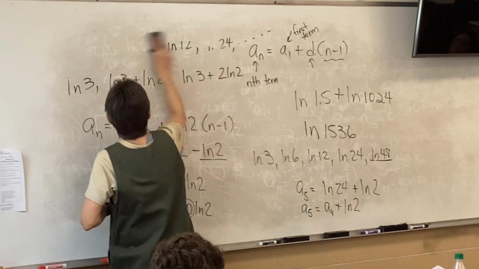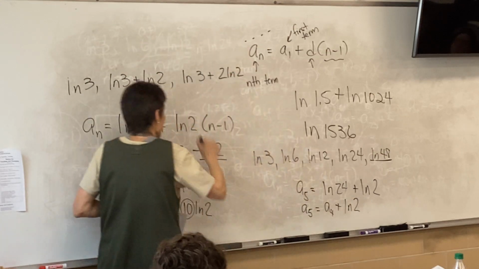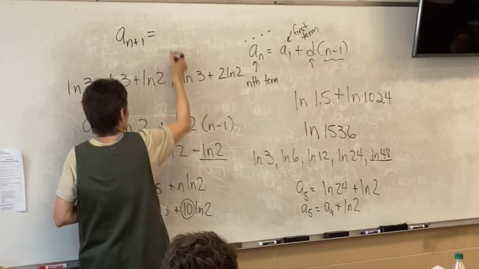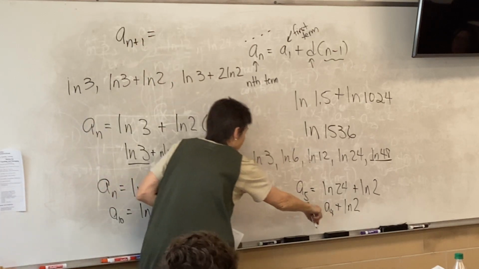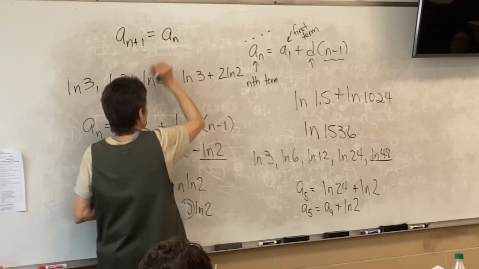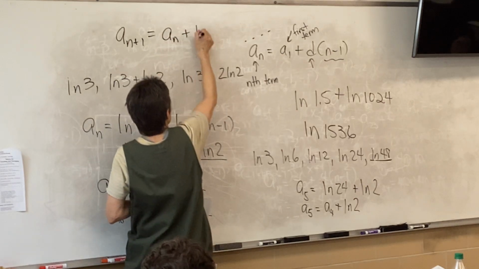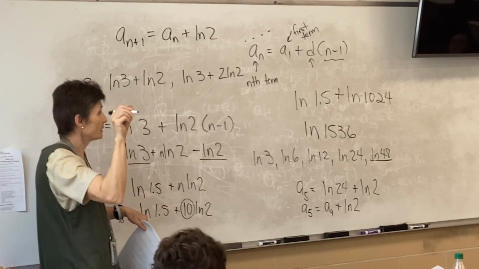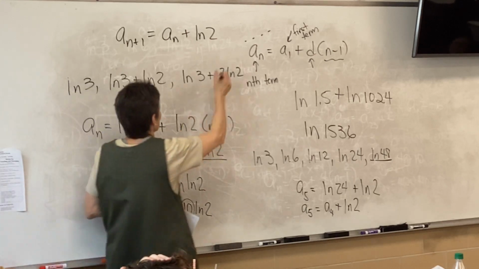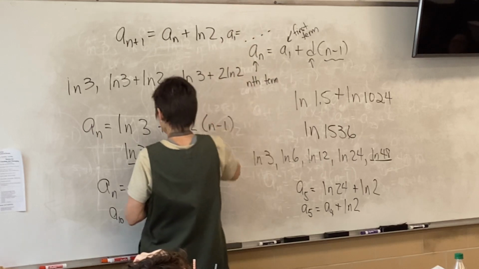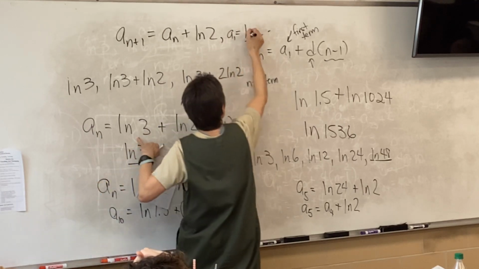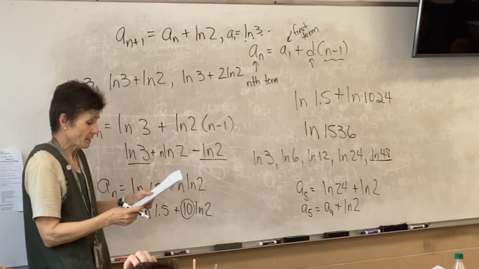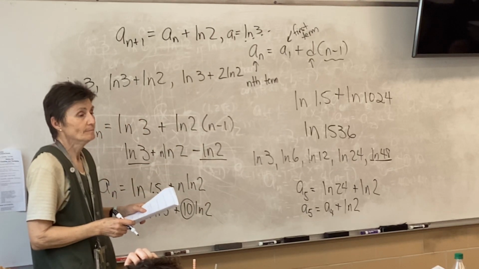So how can we generalize that to the nth term? What will a sub n plus 1 be? Equals our nth term plus an ln2? Yeah, that's what we're doing. And then add what your first term was. What was our first term? You've got to have a starting point. If you're going to build this recursively, you've got to have a starting point.